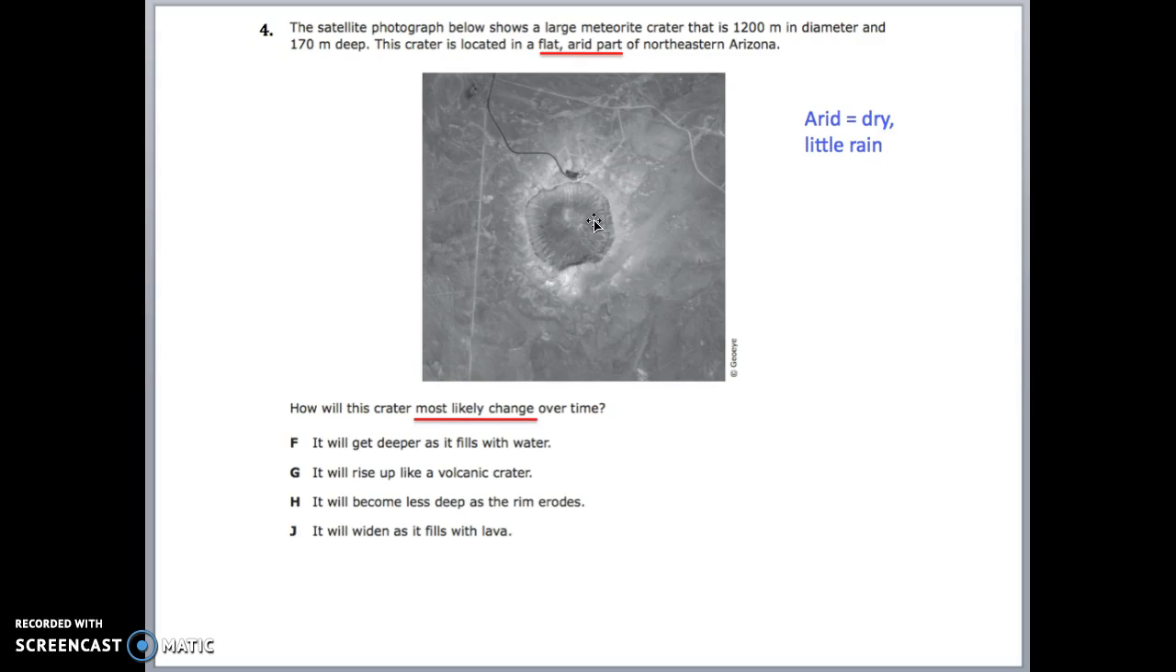So we're wanting to know how it will most likely change over time. And I want you guys to think about weathering and erosion and what it could do to the edges of this crater in general over time in a dry location.